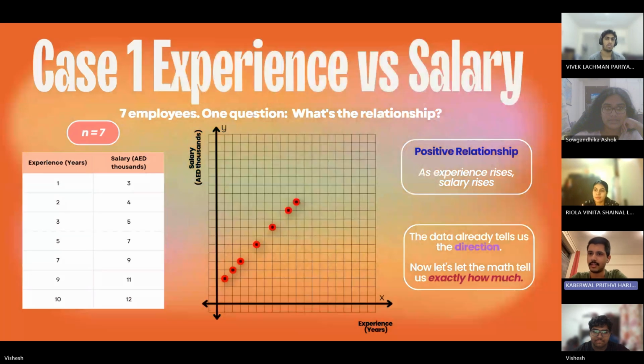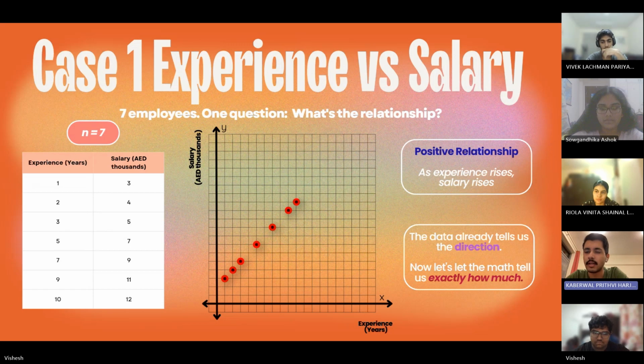Thank you, Sagantika, for that great explanation. So this is case one, which is experience versus salary, in which there are 7 employees. The main question that we have is, what's the relationship between the data of the 7 employees? On the left, you can see a table of experience in years and salary in thousands. The first is 1 year of experience, which has a 3,000 salary, and then 2, which has 4,000, 3, 5,000, and so on.